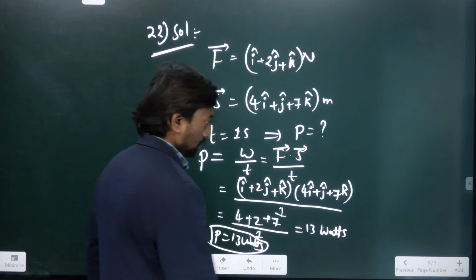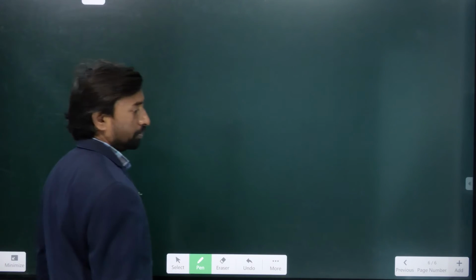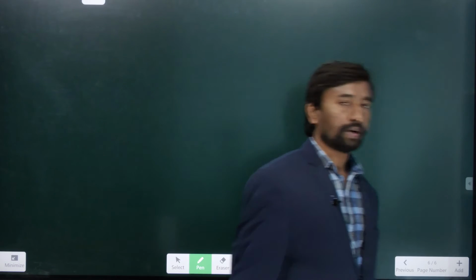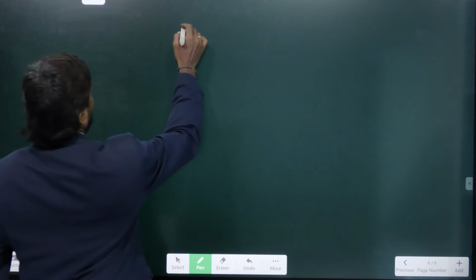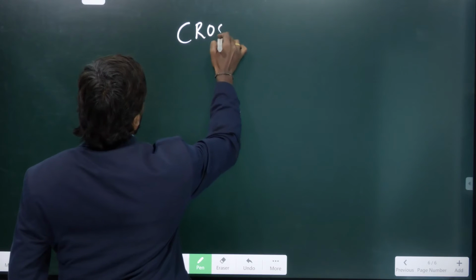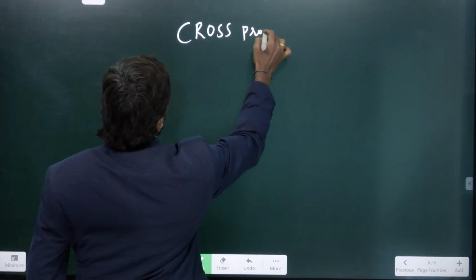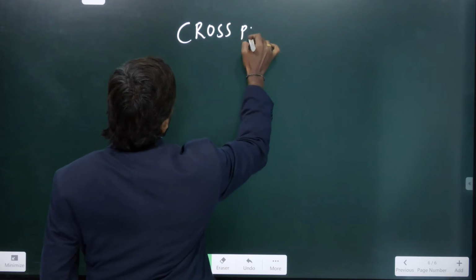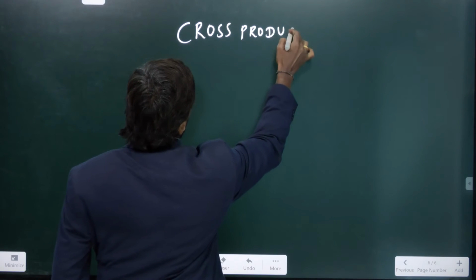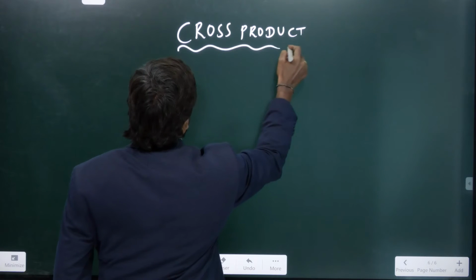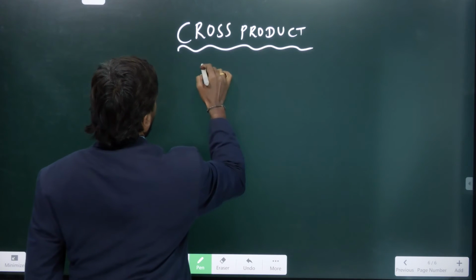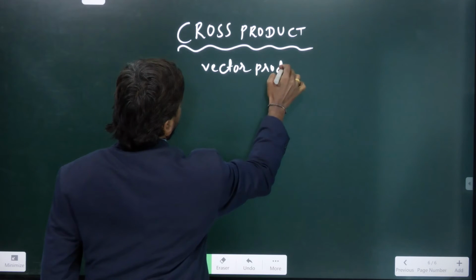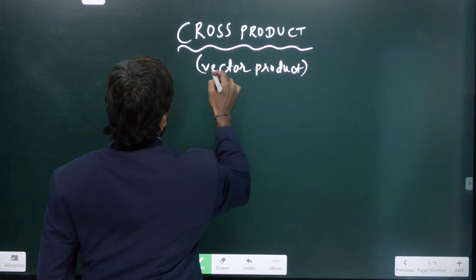The cross product, or vector product, is on page number 51, cross product, synopsis 5. So the cross product is also known as the vector product.